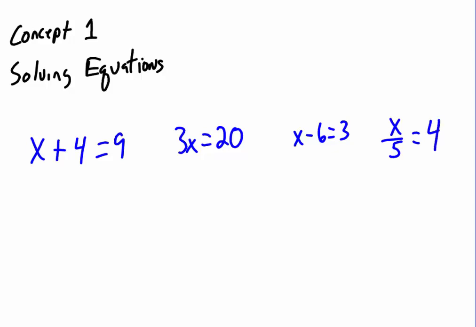Now, make sure you understand that that's what this says here, x divided by 5. Or some people say things like x over 5. I might use both terms in class occasionally, but for the most part, you need to remember that this means x divided by 5. All right, so let's go back to this first one here. x plus 4 equals 9.